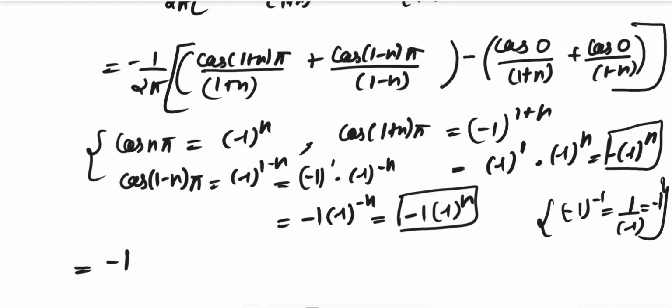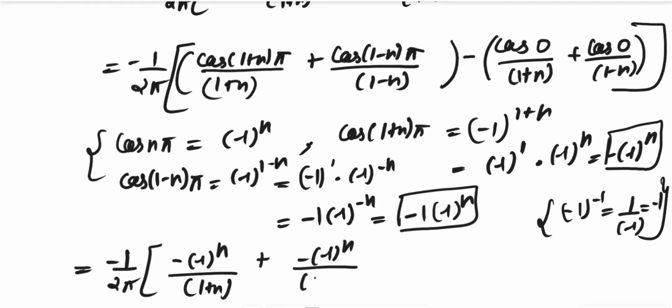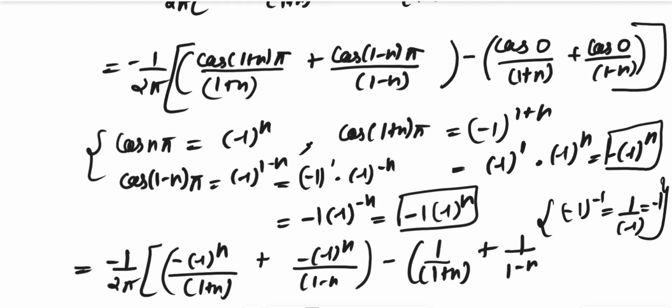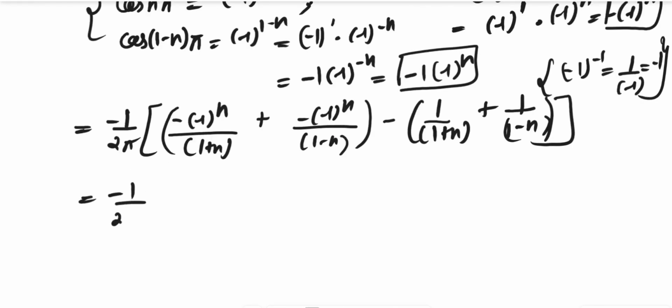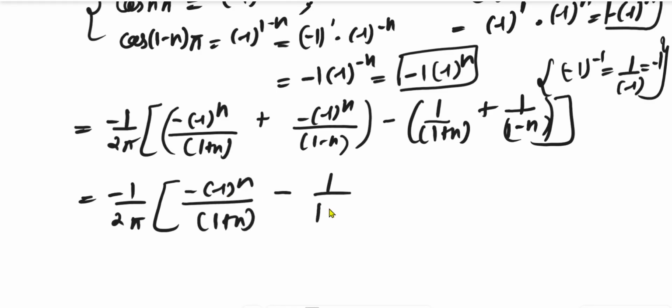So this becomes minus 1 upon 2 pi, cos(1 plus n)pi is minus 1 raised to the power n divided by 1 plus n, plus minus 1 raised to the power n divided by 1 minus n, and cos 0 is 1, so it is 1 upon 1 plus n plus 1 upon 1 minus n. Now it is 1 upon 2 pi minus 1 upon 2 pi. Take the 1 plus n term common, it is minus 1 raised to the power n divided by 1 plus n. From this we get minus 1 upon 1 plus n.